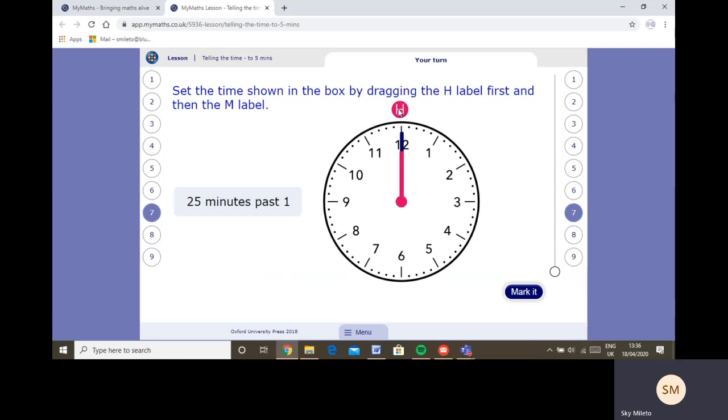Okay, so we're going to drag the hour hand. It says 25 minutes past 1. So I know that if I go to here, it's 1 o'clock. Okay, nearly 1 o'clock. Let me move that. 1 o'clock. And I know it's 25 minutes past 1. So I'm going to now move the minute hand 5, 10, 15, 20, 25. This is 25 minutes past 1 o'clock.